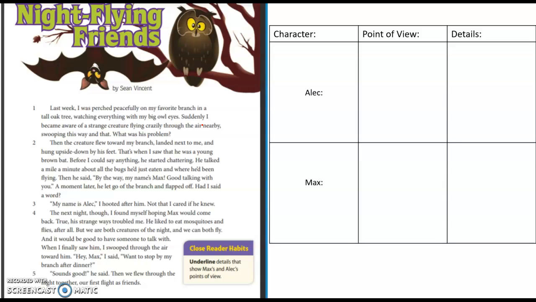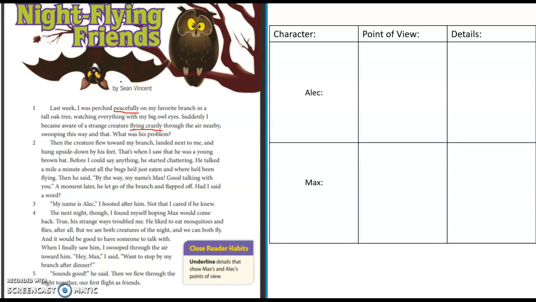"Suddenly I became aware of a strange creature flying crazily through the air nearby, swooping this way and that. What was his problem?" So this second character is flying crazily. So we know the first character is peaceful. The second one is acting a little crazy.